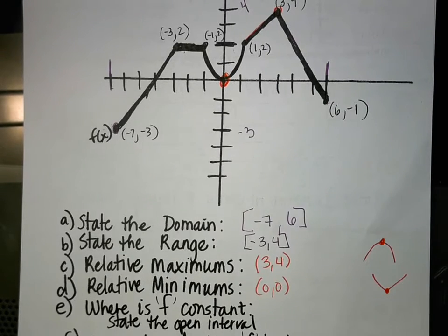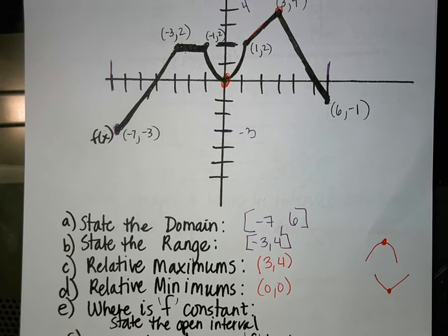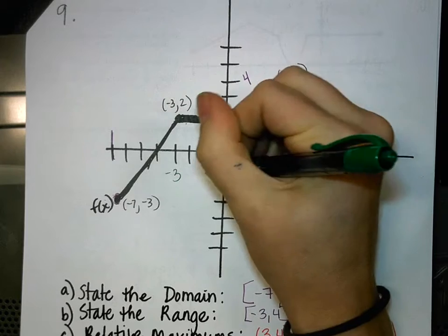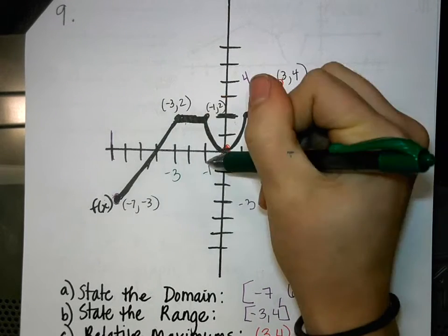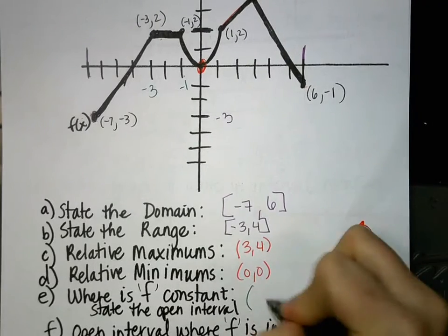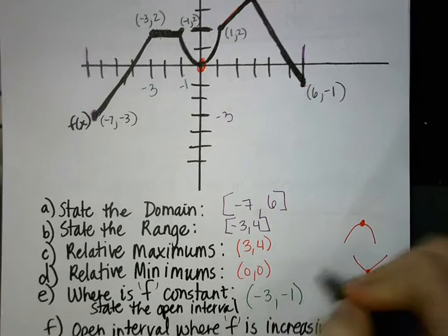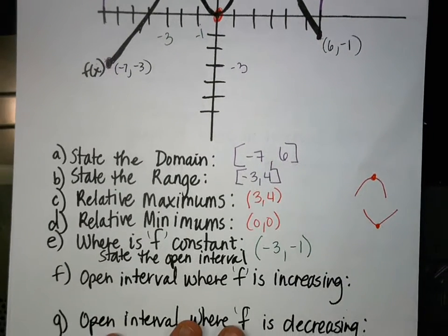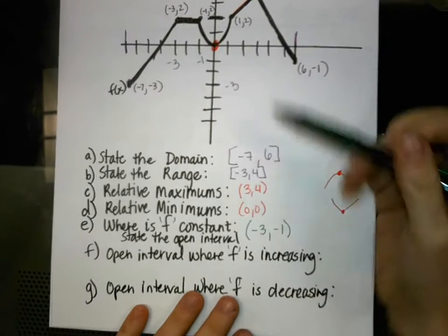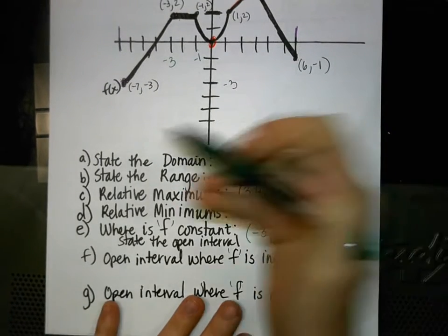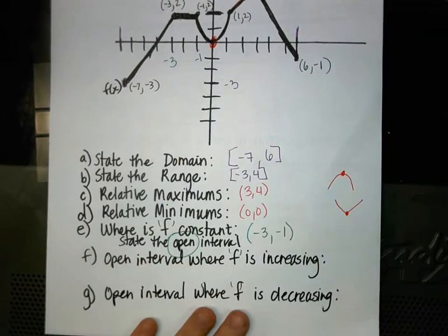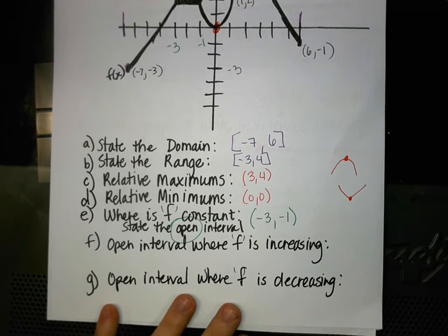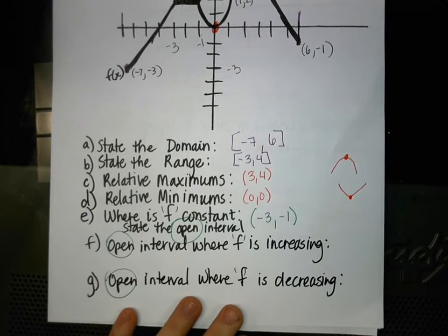Where is f constant? State the open interval. So my x values, where my graph is constant, go from -3 to -1. So you need to state the x values that it's talking about there. I use parentheses because it's an open interval, so we'll never use brackets on that one. The open intervals for f and g will also use parentheses.